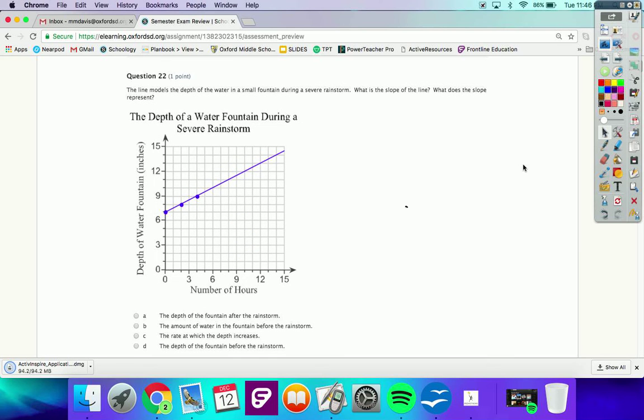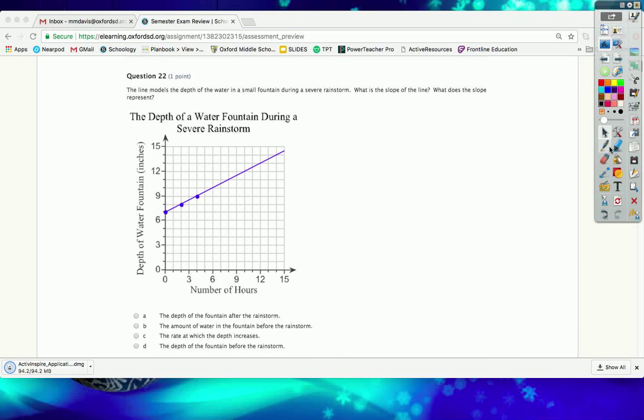Number 22 is the same graphic, but this time they're asking you what is the slope of the line and what does the slope represent. So you don't even actually have to find the slope of the line. You really just have to find what the slope represents, and that's the inches in water as it's increasing over the number of hours. So it's basically the rate at which the depth increases.